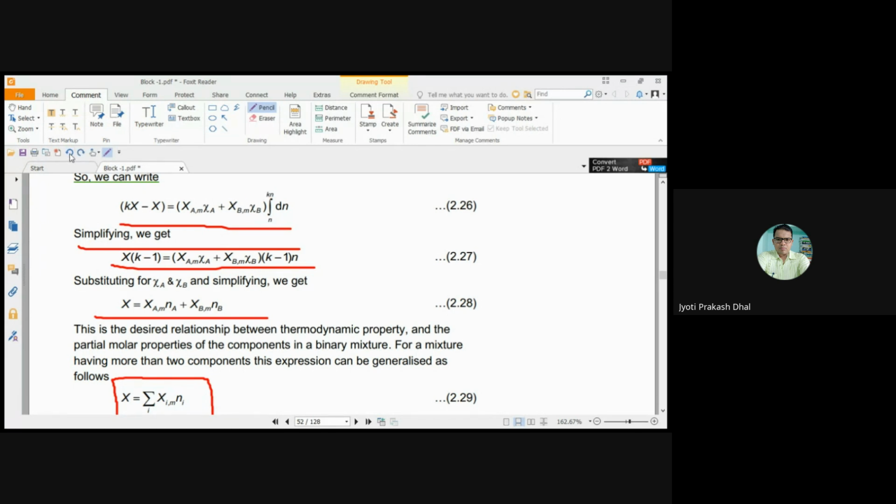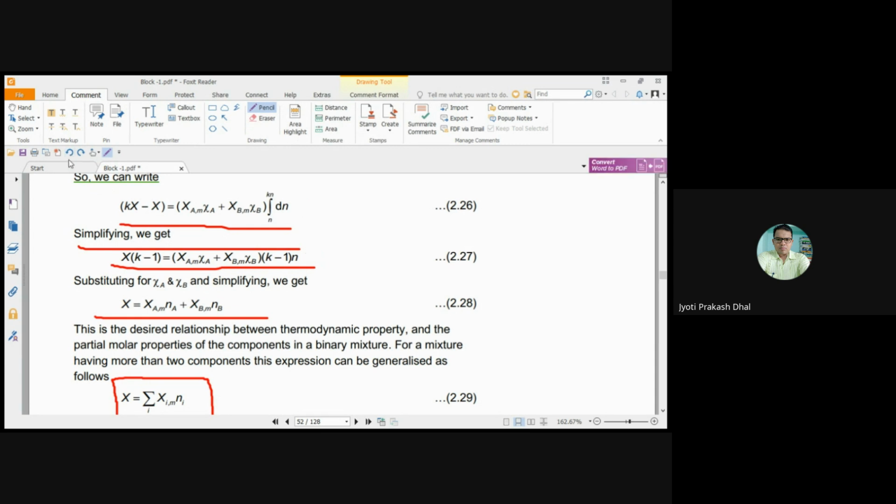And simplifying this equation, we can write X whole into (k minus 1) equals X_A mole fraction of A, X_B mole fraction of B. And if we take the integral of dn with lower limit n and upper limit kn, the value will be kn minus n, and again we will take n as common, so that will become (k minus 1) into n.